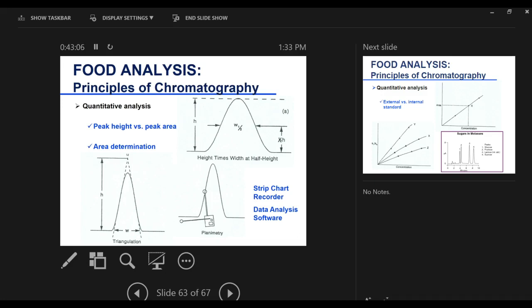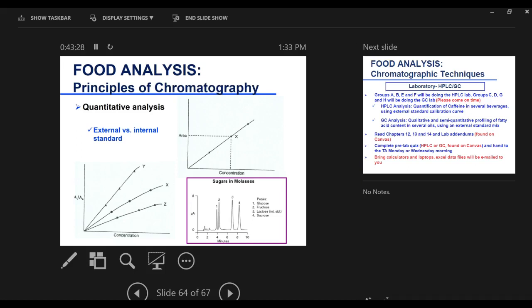Of course, in the past, you would use simple methods to get the peak area, using a strip chart recorder, for example. But nowadays, we have data analysis software that calculates the area under the peak for you. Makes it easier.